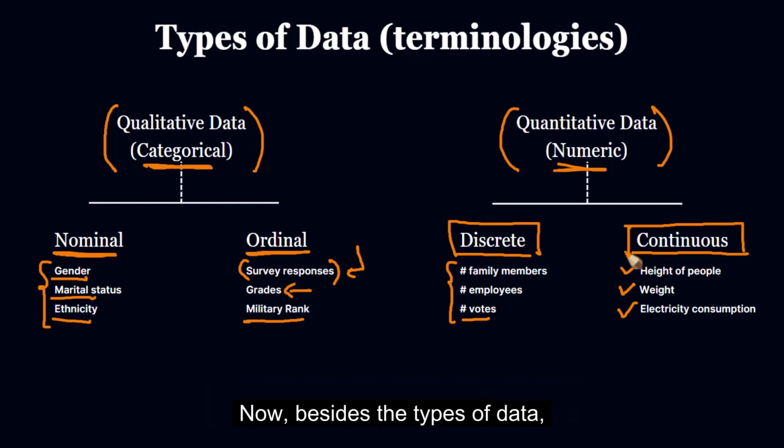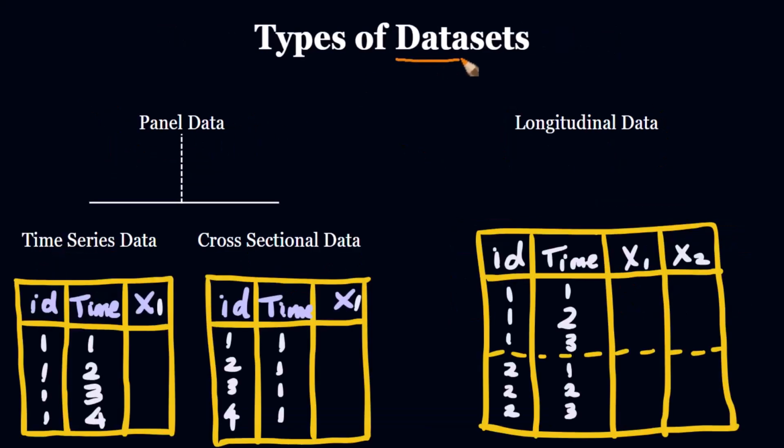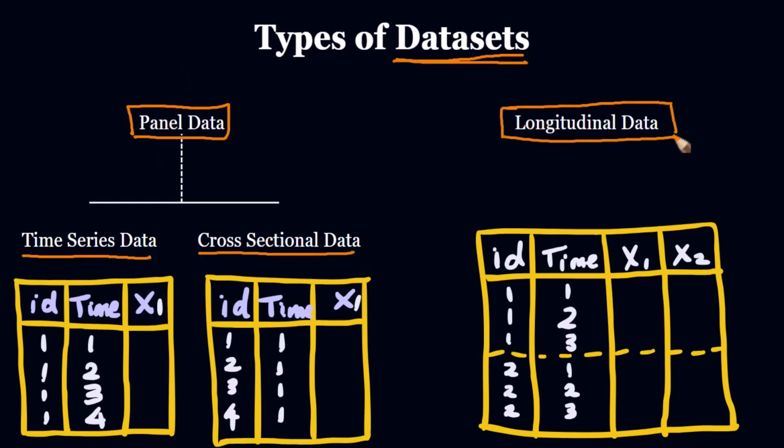Now, besides the types of data, let's also try to understand the different types of data sets. There are two types: panel data and longitudinal data. Under panel data, you have time series data and cross-sectional data. We will look at it one by one.